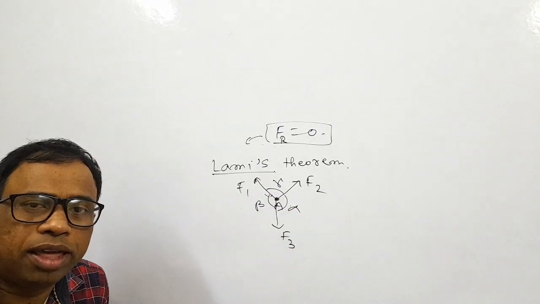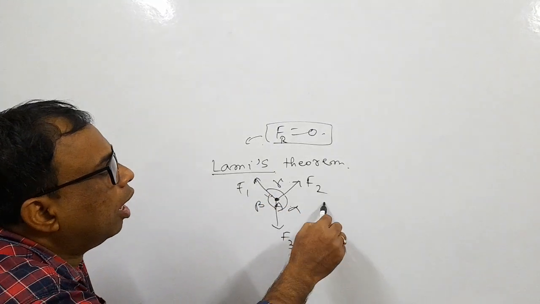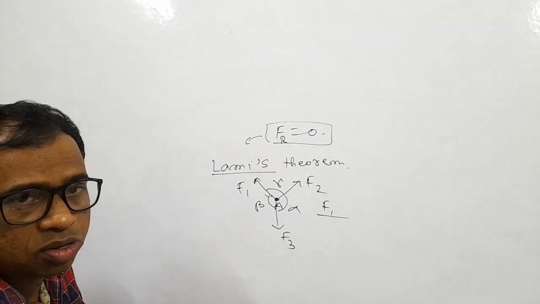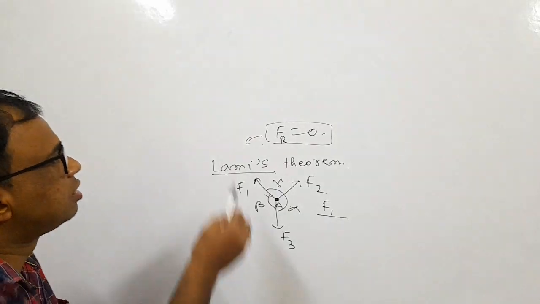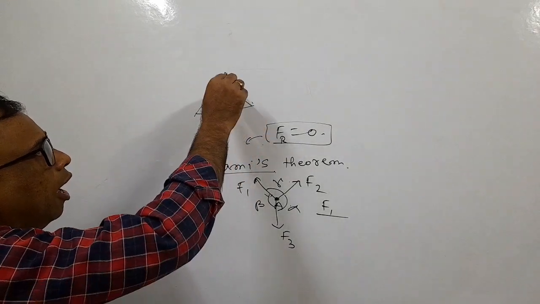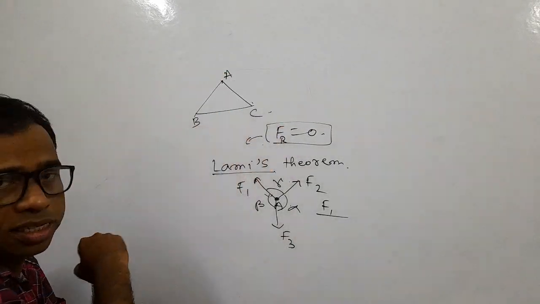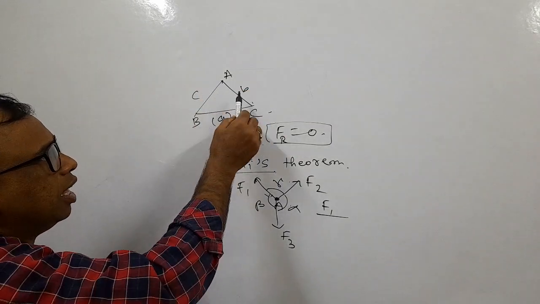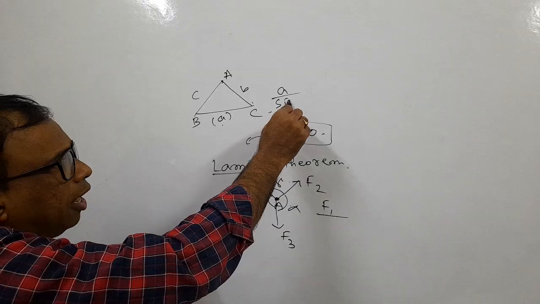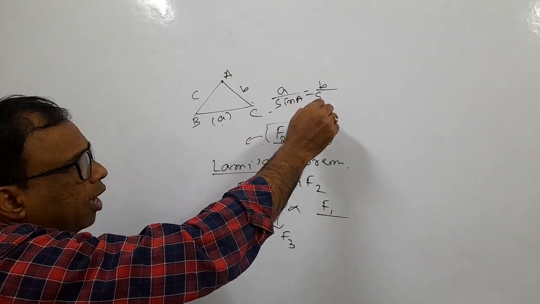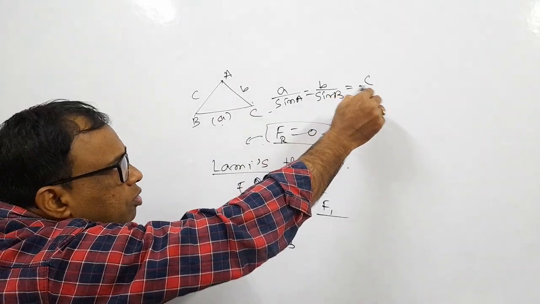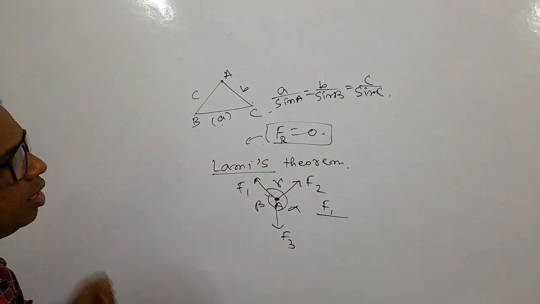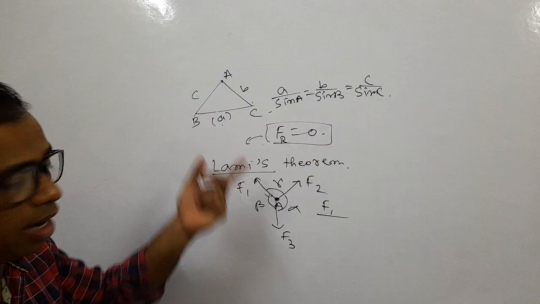Then the body is in equilibrium, and the rule comes from the sine rule, from the properties of a triangle in mathematics. Just like the sine rule: ABC is a triangle, and if the side lengths are A, B and C, then A by sine A equals B by sine B equals C by sine C. That is the same concept, but it is not a general triangle, it is a vector triangle.